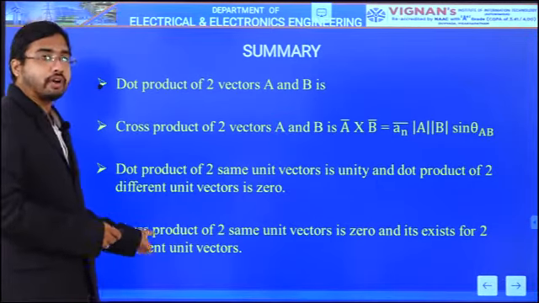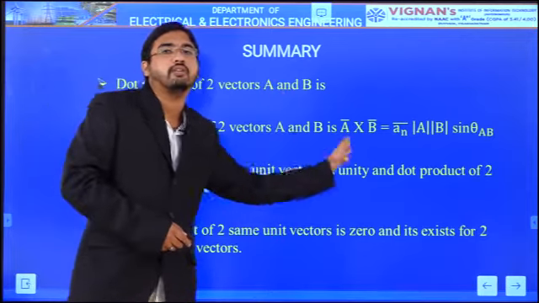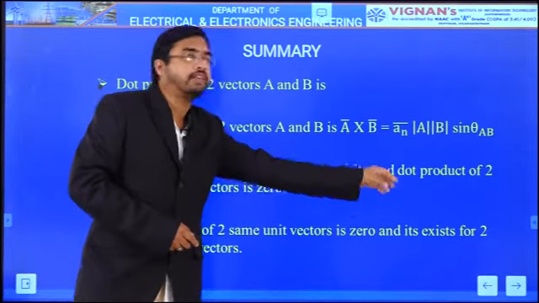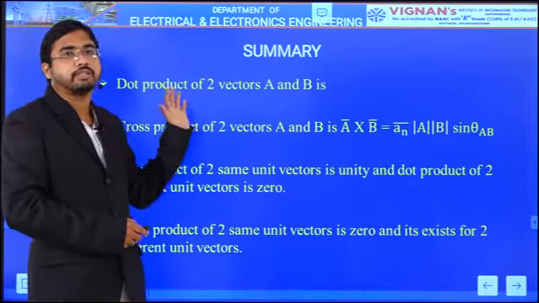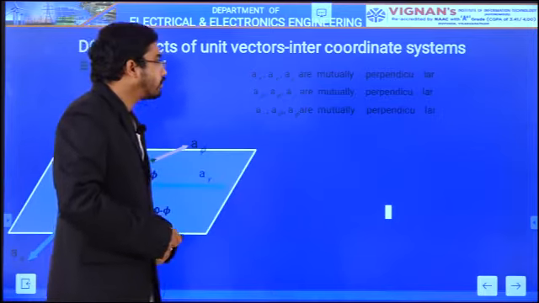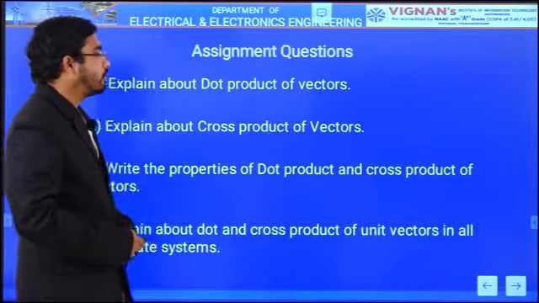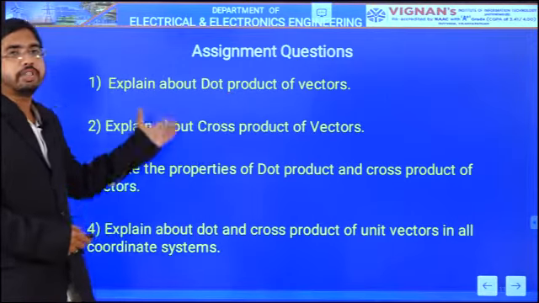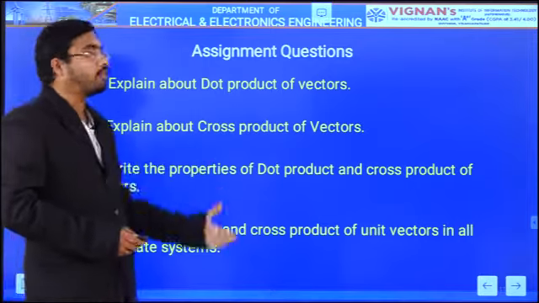Then what about the cross products? Cross product of two same unit vectors is always equal to 0, and the cross product will exist for different unit vectors, as we have observed from the formulas. So these are the possible questions from this dot product and cross product concept. We need to solve all of them.